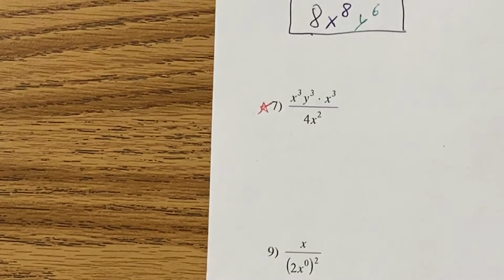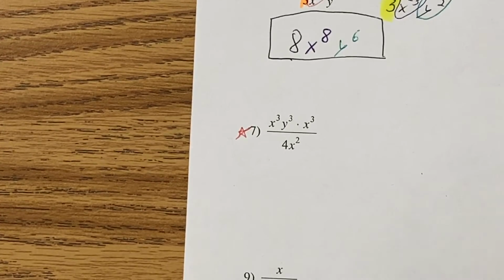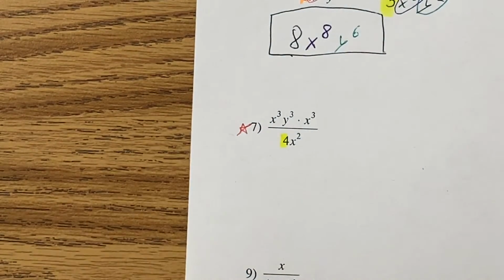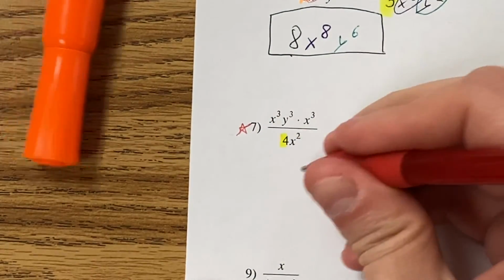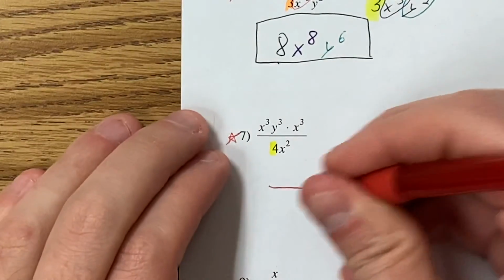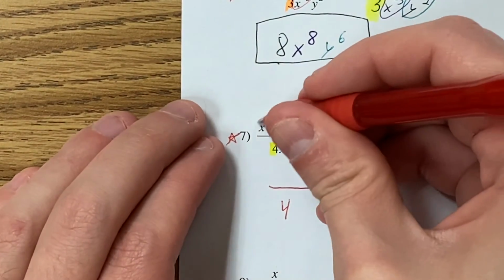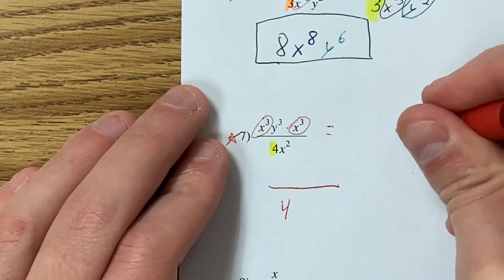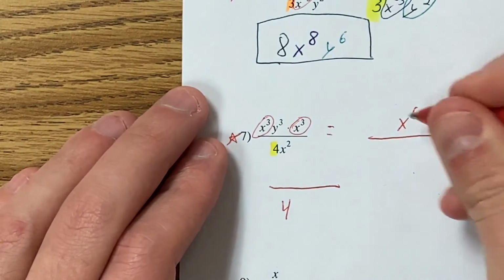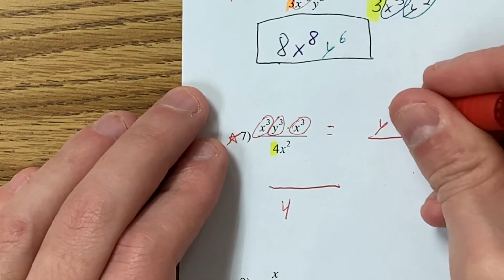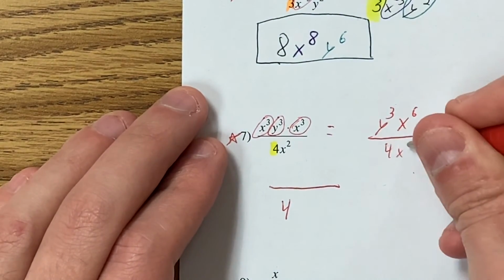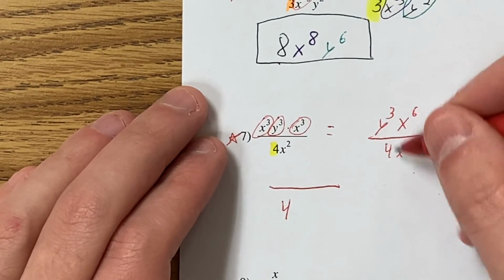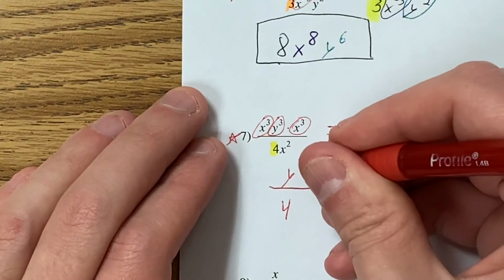Number 7, if you want to pause and try it, you can. I have just a single number right there. There's nothing on top to try to cancel it with, so it's just going to be a 4 on the bottom. X to the 3rd and another x to the 3rd makes an x to the 6th on top. And then there's just this y to the 3rd. There's no other y, so that y is just going to be y to the 3rd, staying where it is.